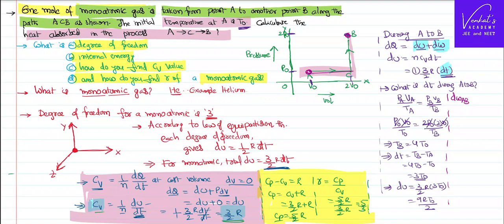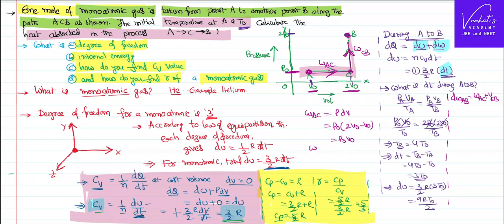It happens in two steps, A to C and then C to B. So I can say work done during AC plus work done during CB. Work done during AC can be written by the formula PdV. Why? During A to C, P is constant, P0. dV is the change in volume. It has moved from V0 to 2V0. So 2V0 minus V0. So it is P0V0.